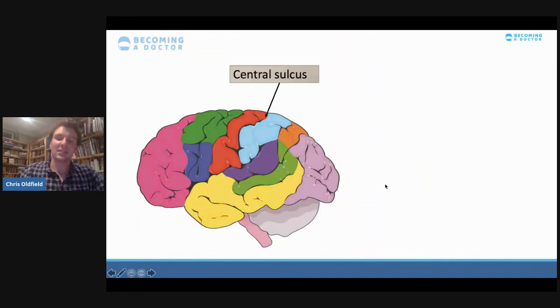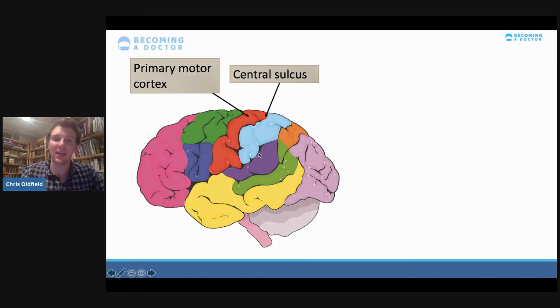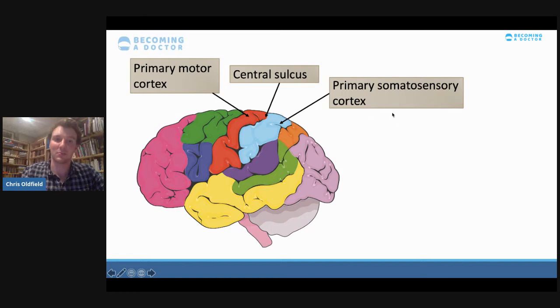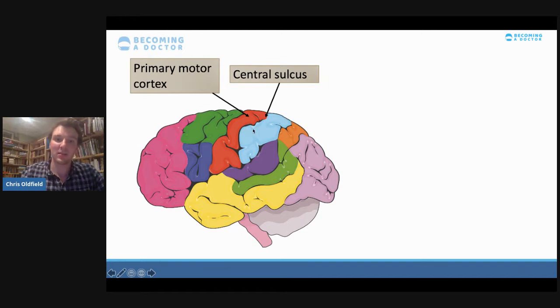So the brain is split into many different sections, we said by gyruses and by sulci. This here is the central sulcus, which goes right down the middle of the brain. And the reason that I've put this into the slides is that on either side of the central sulcus are the two main areas for motor control and for sensory control. So the primary motor cortex is just anterior to the central sulcus, whereas the primary somatosensory cortex is just posterior to the central sulcus.